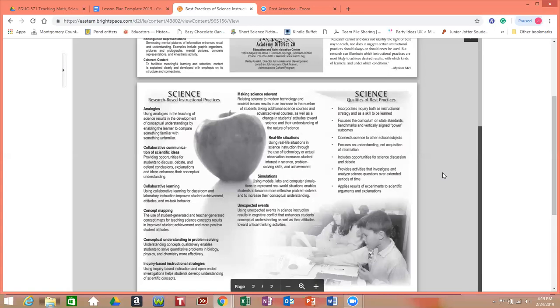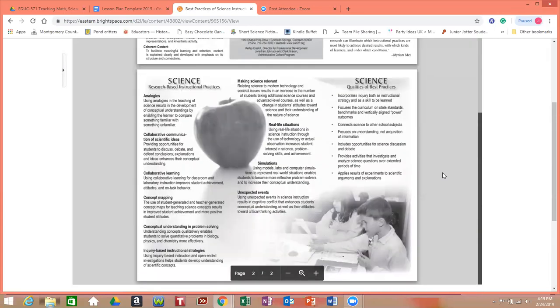The next point provides activities that investigate and analyze science questions over extended periods of time. It goes back to the questions there. And then finally applies results of experiments to scientific arguments and explanations. So really being able to share your reasoning.